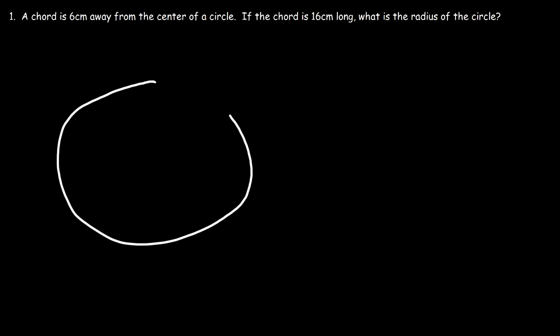Now let's work on some word problems. A chord is 6 centimeters away from the center of a circle. If the chord is 16 centimeters long, what is the radius of the circle? So let's start with a picture. Let's say this is the center, and this is the chord. Let's call it chord AB. This is center C, and we'll call this point D. So let's draw a perpendicular line between the center and segment AB. That's going to be the shortest distance between the center and the chord. And so these two will meet at right angles.